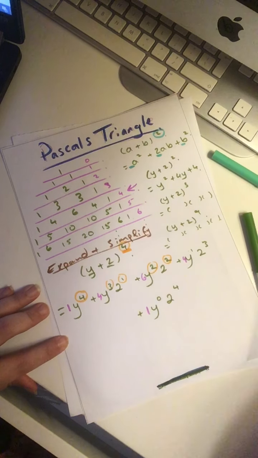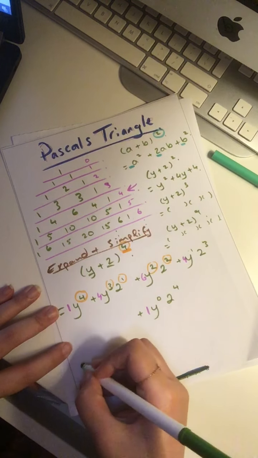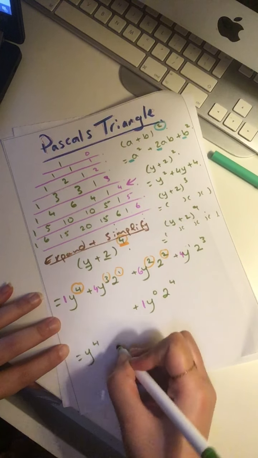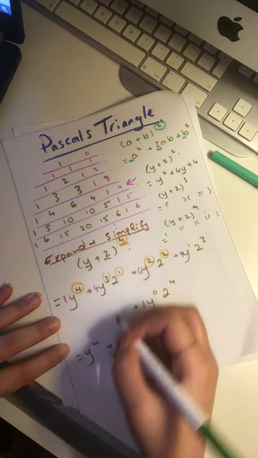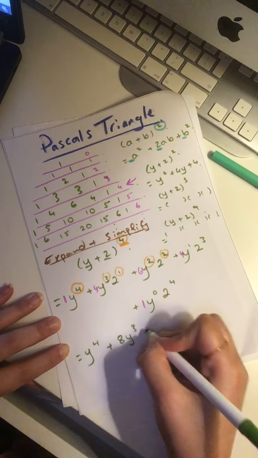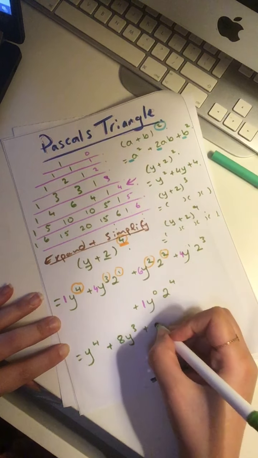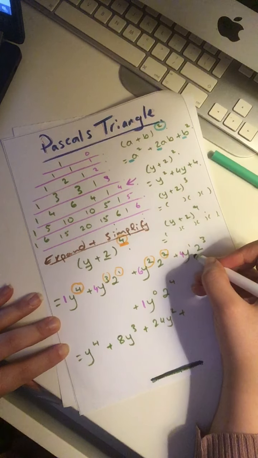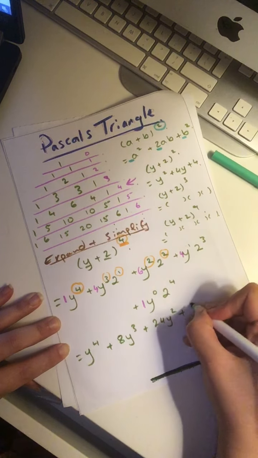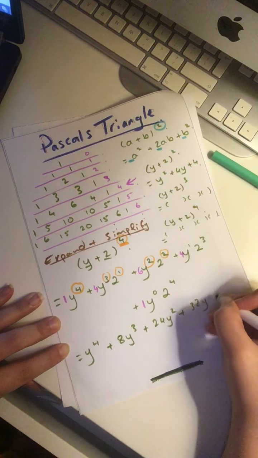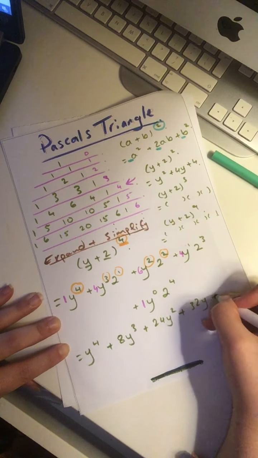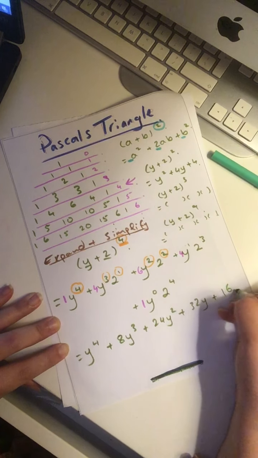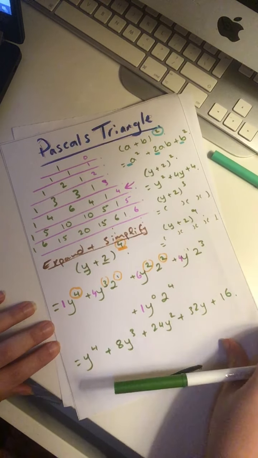Now I want to simplify. So I finished expanding. My first term will be y to the power 4. My second term will be 2 times 4 is 8. My third term, 4 times 6 is 24. My fourth term is 8 times 4 is 32. And then y to the power 1, I just write that as y. Y to the power 0 is 1. And then 2 to the power 4 is 16. So that would be your answer for that question.